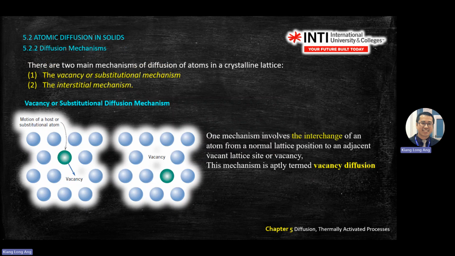So for the diffusion mechanism, there are two: through vacancy or substitution, okay, and the interstitial mechanism. Vacancy and substitution must meet the Hume-Rothery rules, where the radius difference is within 15%. Then the interstitial mechanism is the one where atoms move inside the system.